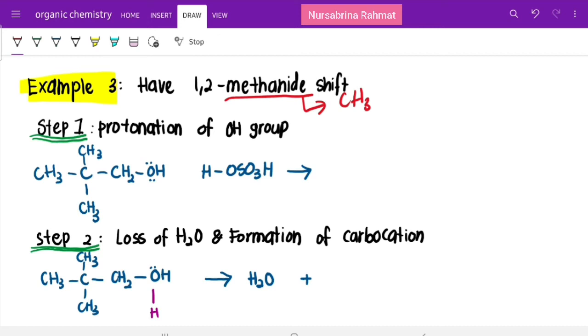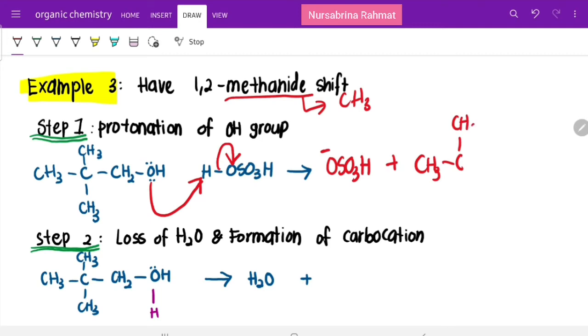Okay, so we always start by making protonation of the OH group. Again, the lone pair from your oxygen in your OH group will attack the hydrogen in your sulfuric acid, and the bond between the oxygen and hydrogen will break heterolytically, resulting in the formation of your nucleophile and your protonated alcohol. So your protonated alcohol has a plus charge on your oxygen.